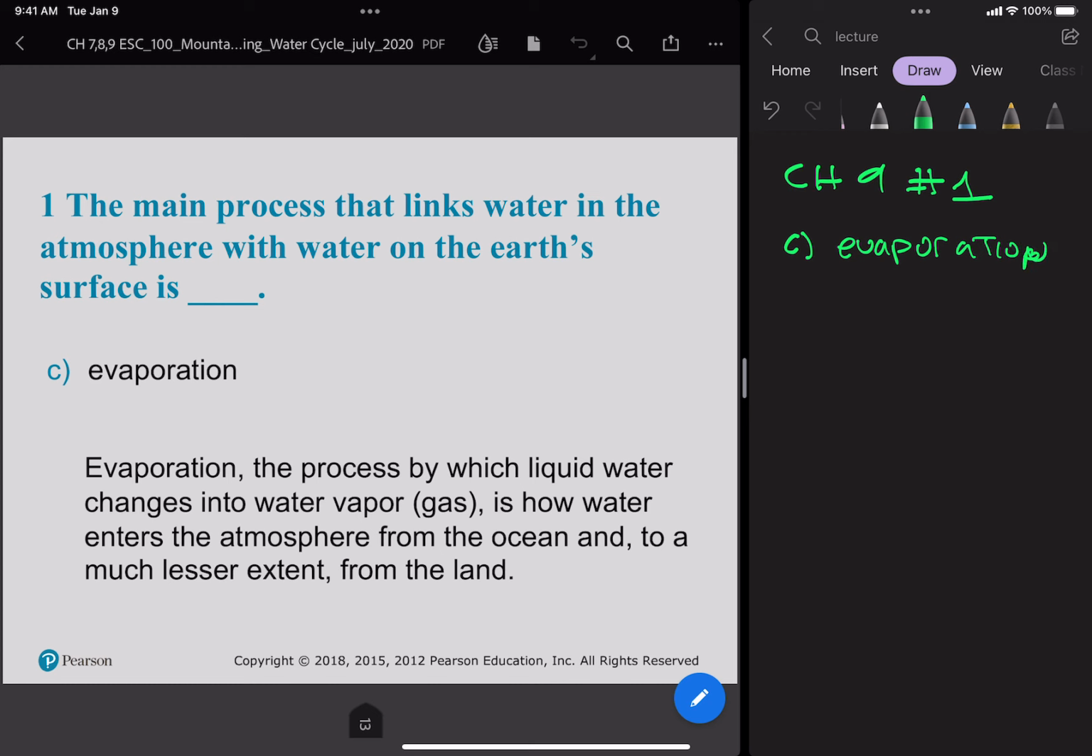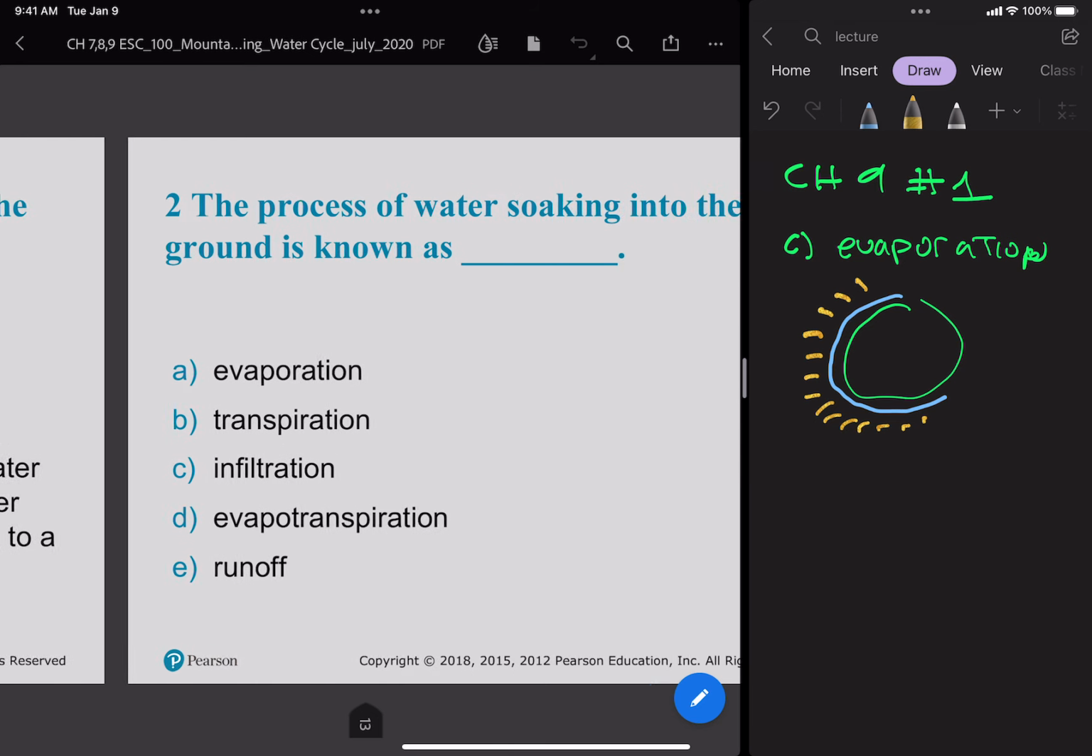The reason why is, if this is the surface of the Earth, 70% of the Earth's surface is covered in water. And because of that, most of the sun's heat is going to interact with water first, and the heat is going to make water evaporate.